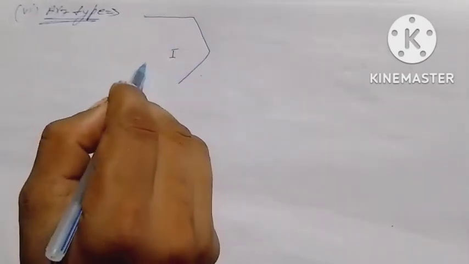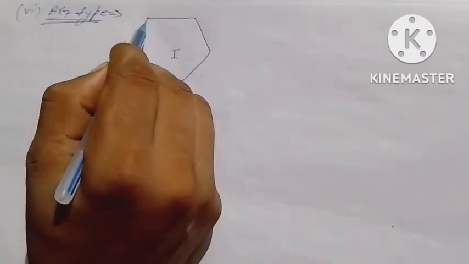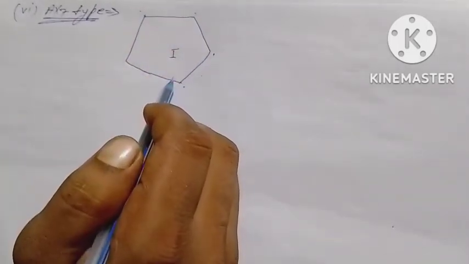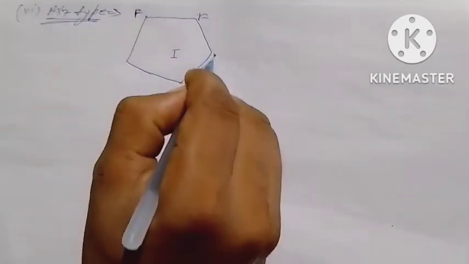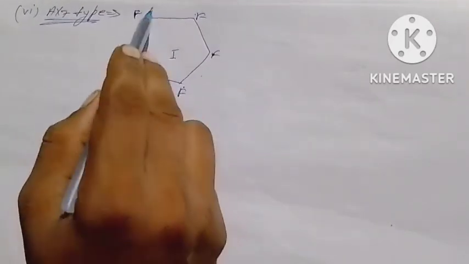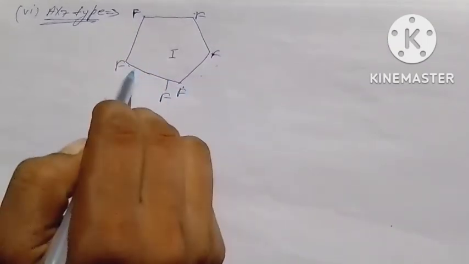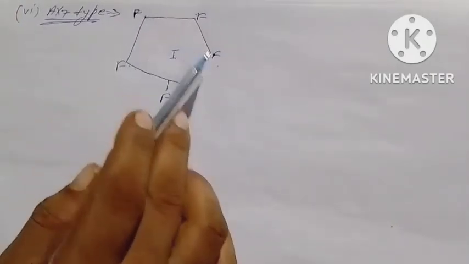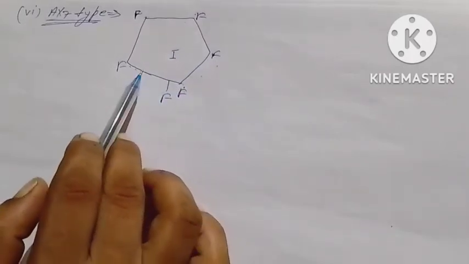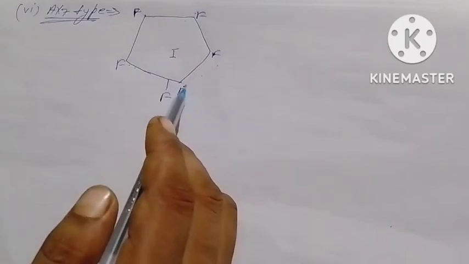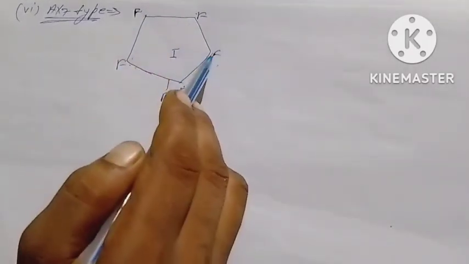Counting the atoms: 1, 2, 3, 4, 5, and this is 6. 1, 2, 3, 4, 5, 6, and then 7.